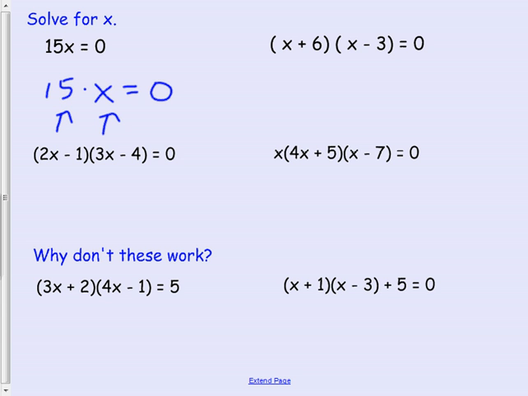X equals 0. Good. This one could equal 0. That one could equal 0. You could set up two little equations. We did one just like that 2 seconds ago. This one, I could get an answer for this and an answer for that and an answer for that. 3 answers. That's not a quadratic anymore. That's an x to the third.